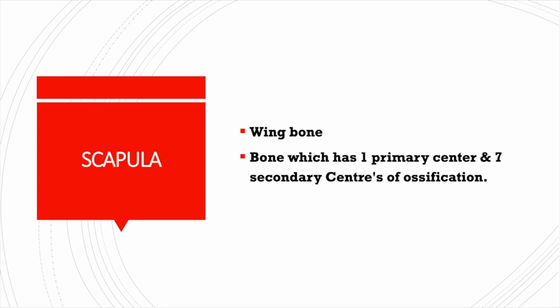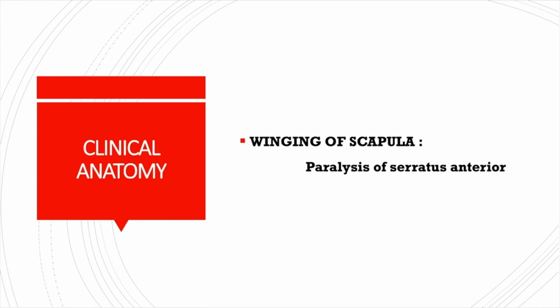Scapula, also known as wing bone. Bone which has one primary center and 7 secondary centers of ossification. Clinical anatomy of scapula: winging of scapula due to paralysis of serratus anterior.